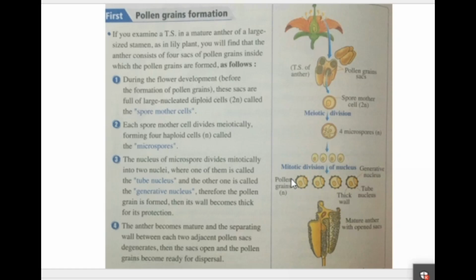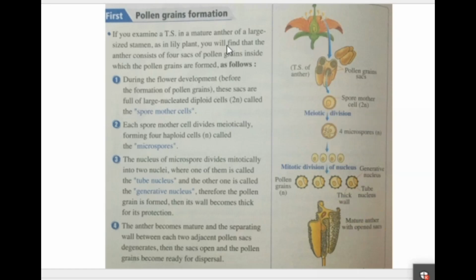Mitotic division always forms 2 cells. So when the nucleus of one cell undergoes mitotic division, it will form 2 nuclei inside the pollen grain. Here now we have the pollen grain because the wall of the pollen grain becomes thick for protection. One of the nuclei is called the tube nucleus and the other is called the generative nucleus.